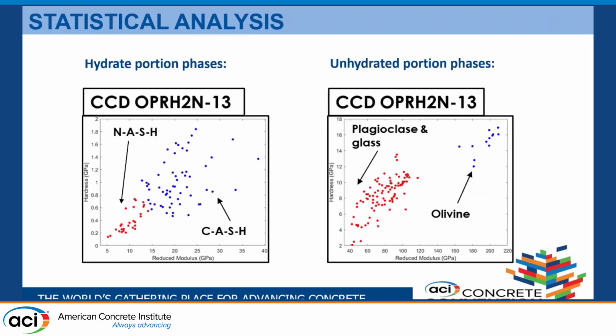Again, this shows the statistical analysis result where I have applied a threshold while determining those two phases, the hydrated portion phases and the unhydrated portion phases. For the hydrated portion phases, I had the reduced modulus range from 0 to 40 GPa, and for the hardness, 0 to 2 GPa. Above and beyond these specific parameters, all of the other phases were classified as unhydrated portion phases. As you can see, one is the plagioclase and the other one is the olivine in the unhydrated portion phases.